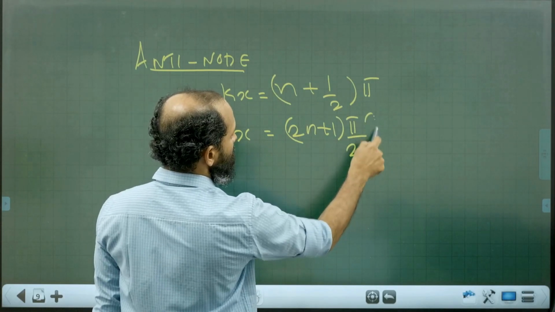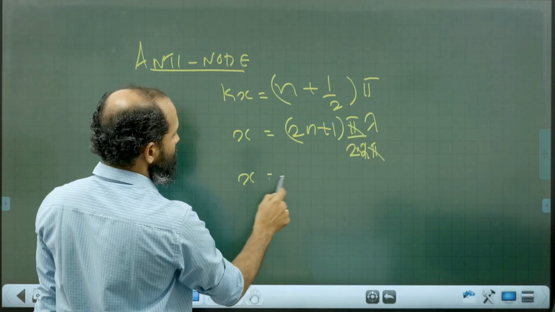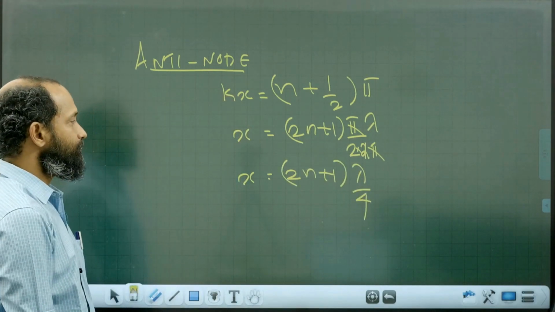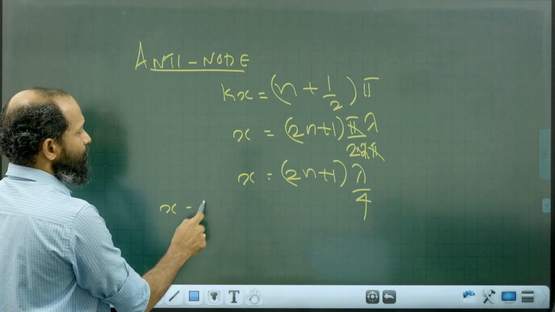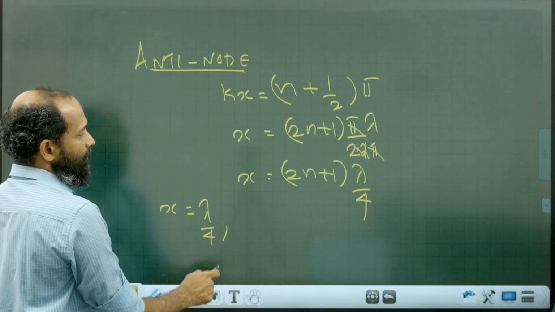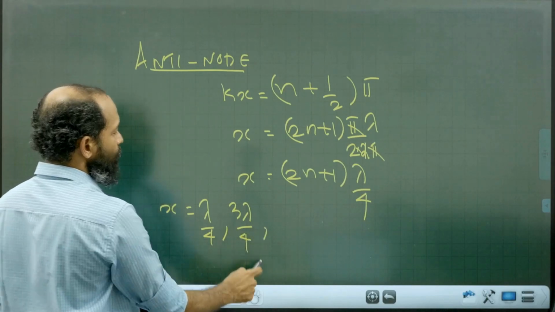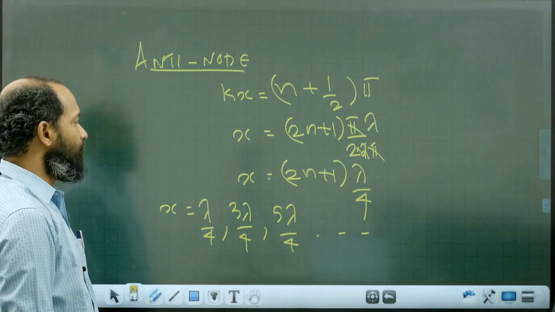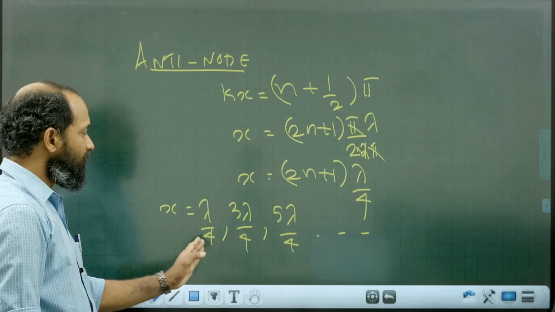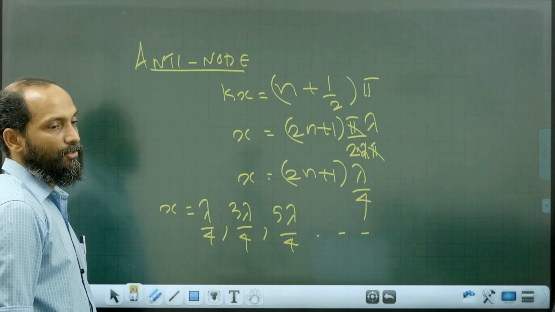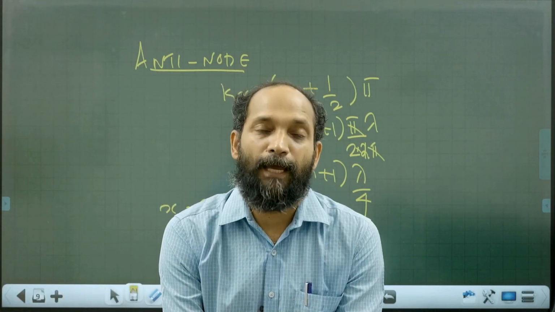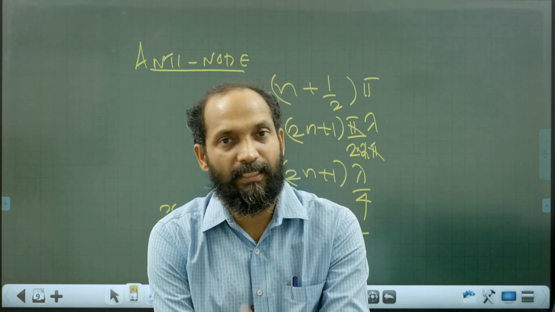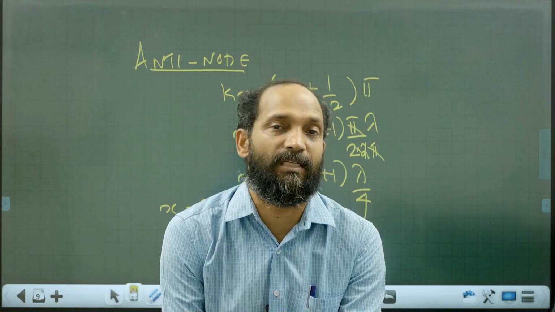K is 2 pi by lambda. Pi gets cancelled, so x is equal to (2n plus 1) lambda divided by 4. Putting values, x is equal to lambda by 4, 3 lambda by 4, then 5 lambda by 4, etc. That's the condition for an antinode. So antinodes are also separated by lambda by 2. Neighboring nodes and neighboring antinodes are separated by a distance of half the wavelength.